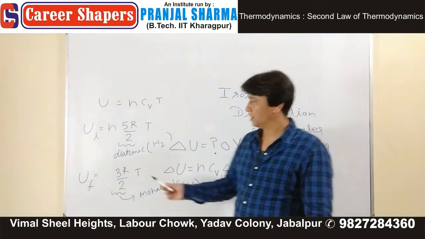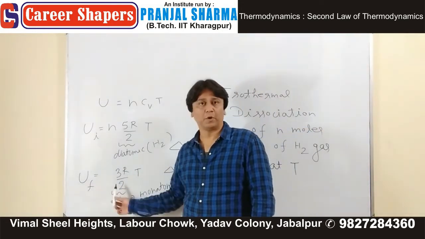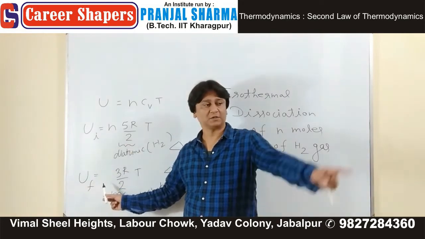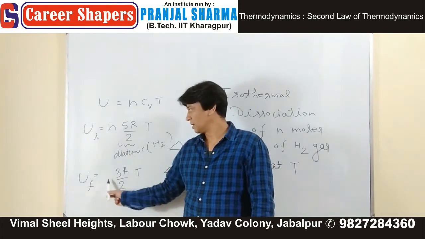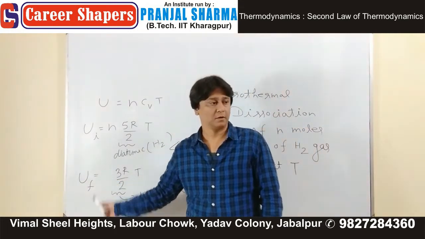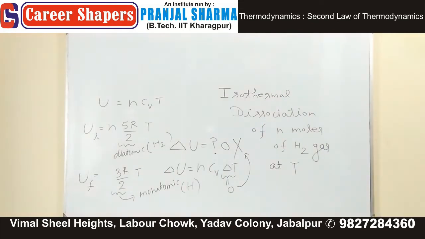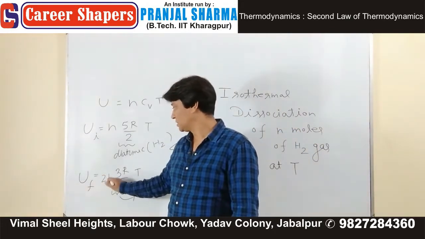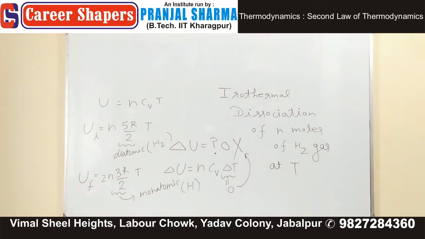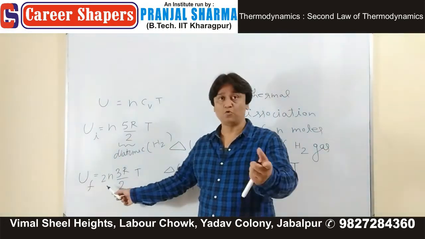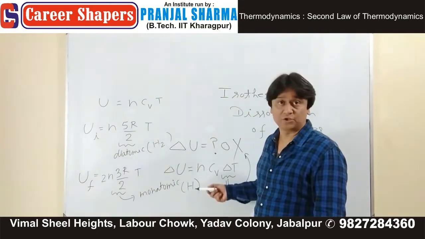Now, what should appear over here? Can you answer this fast? This is n. What should I write here? Answer this fast in the comment box. This is H2. What should I write here? Good. If you dissociate n moles of H2, you get 2n moles of H. n moles become 2n. H2 becomes H and H.